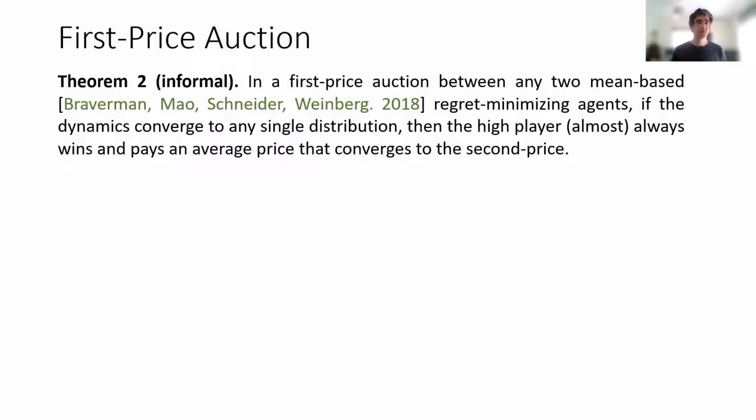Now, when we move to the first price auction, we have this result that says that in the first price auction, between any two mean-based regret minimizing agents, and mean-based learning algorithms are a family of algorithms defined by Braverman et al. that includes many algorithms like multiplicative weights and many others. If the dynamics converge to any single distribution, then the high agent is always going to win and is going to pay the second price. So we are getting the second price outcome.